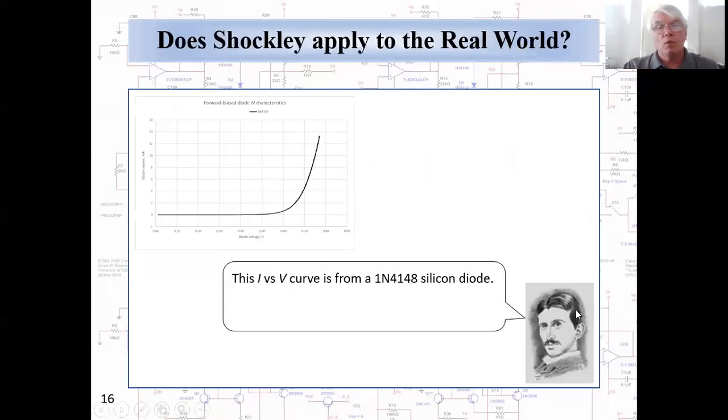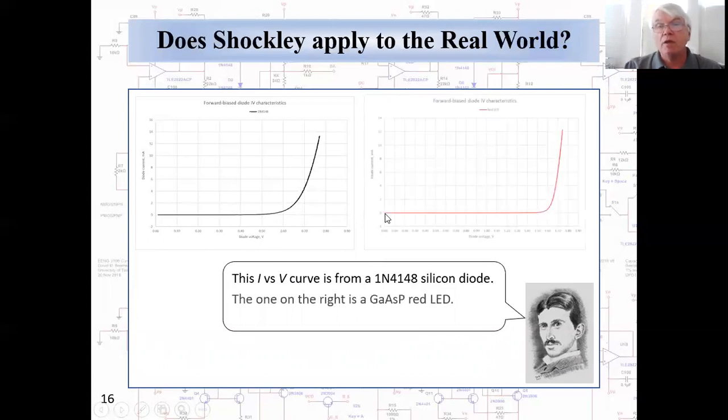Nice. Well, here is the I versus V curve for voltages from 0 up to about 700 millivolts or so for a 1N4148 silicon diode. And it certainly does look like an exponential increase in current with applied voltage. Here we have a curve from a gallium arsenide phosphide red light emitting diode, and it also shows what appears to be an exponential-like behavior.